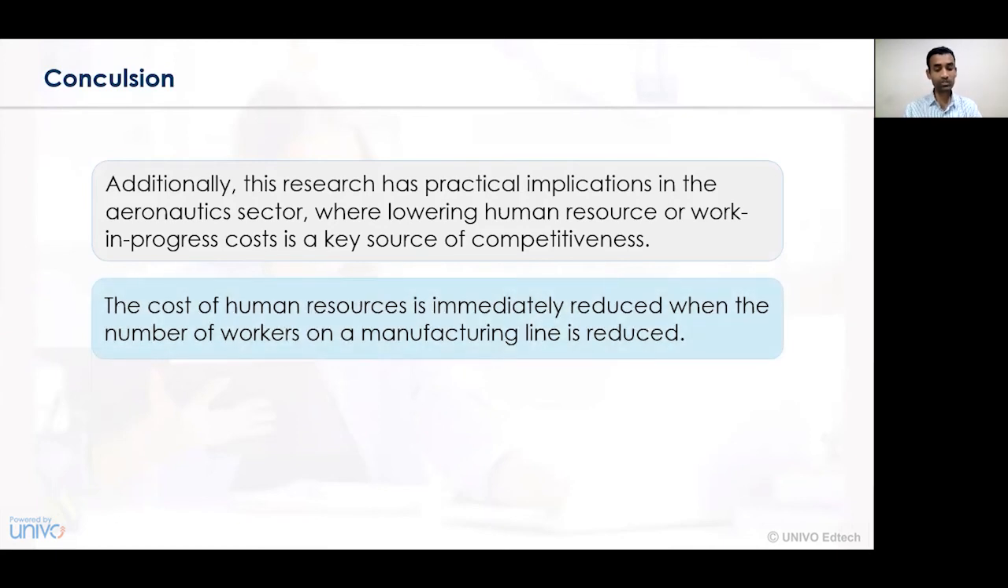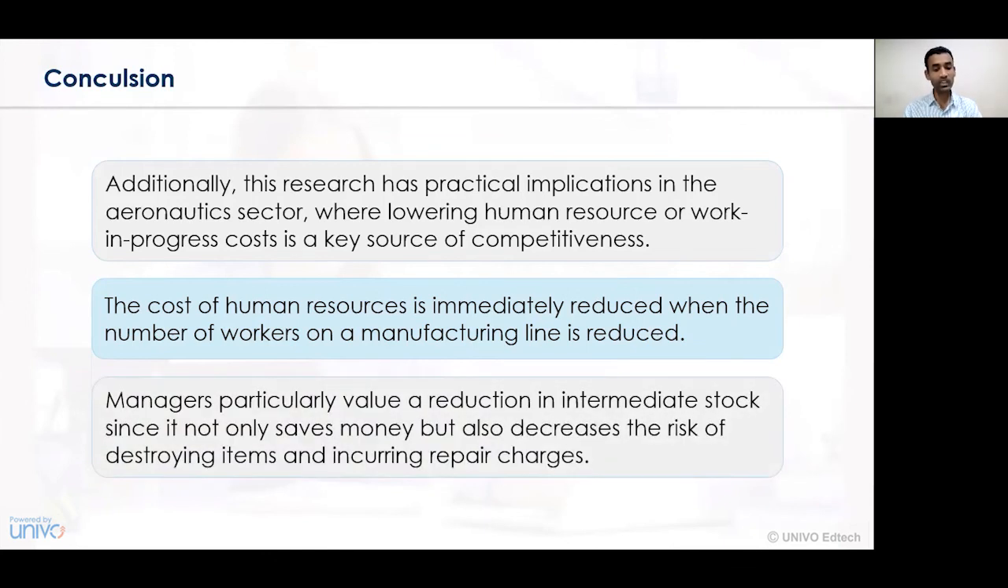The cost of human resources also immediately needs to be reduced whenever the number of workers on a manufacturing line is reduced. And lastly, the manager's participation in order to increase the intermediate stock, and to see that all the activities are being conducted in an effective way, is essentially required.